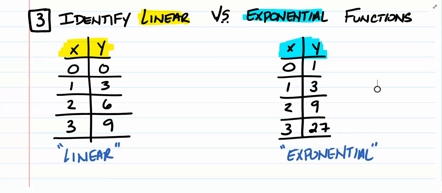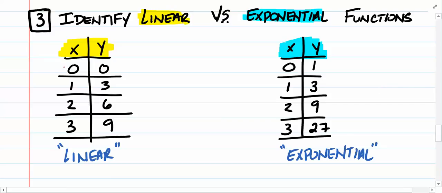In box number 3, I want to explain the difference between identifying a linear function versus an exponential function by looking at a table. On the left-hand side, in yellow, this is a linear function. On the right-hand side, in blue, this is an exponential function, and I want to talk about the difference between the two of them. First, let's consider the x's.